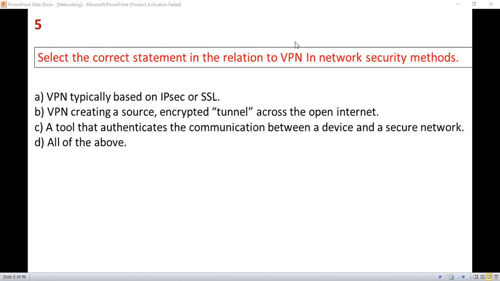Can anyone tell me what VPN stands for? Yes, virtual private network is an encrypted connection over the internet from a device to a network. Right.